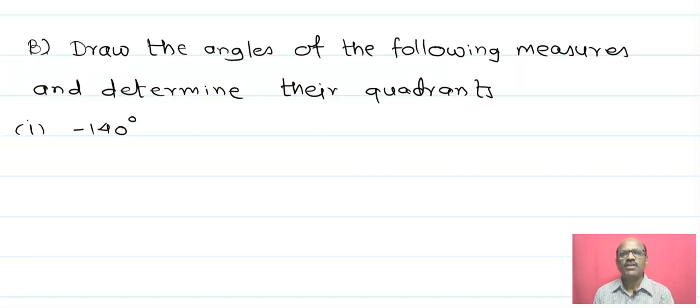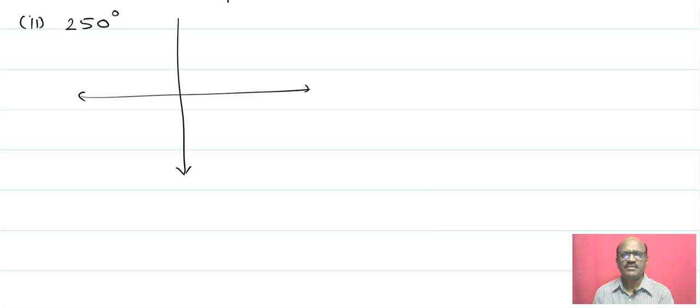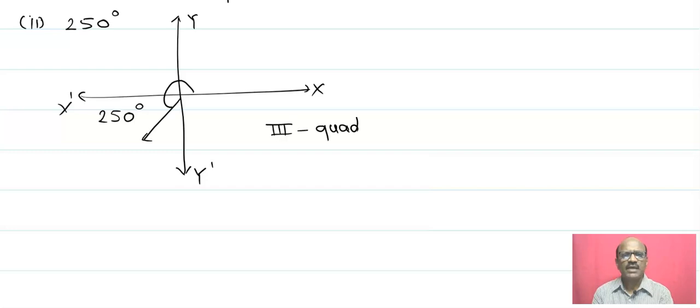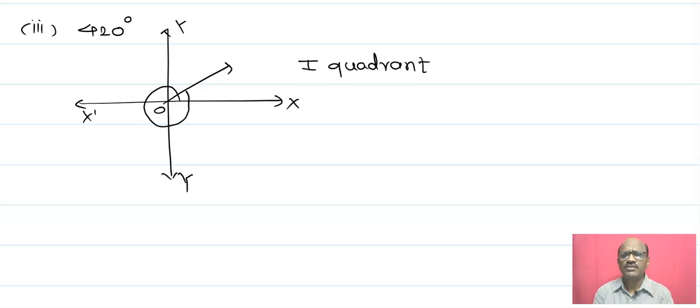Draw the angles of the following measures and determine the quadrant. This is very, very important to determine the value of the trigonometric function. Minus 140 means in the clockwise direction. We'll start from the x-axis, and it comes in the third quadrant. 250: now the angle is positive, we'll move in the anticlockwise direction. 250 means 180 plus 70, therefore it comes again in the third quadrant. 420: see this, one complete rotation of 360 and plus, it comes in the first quadrant.